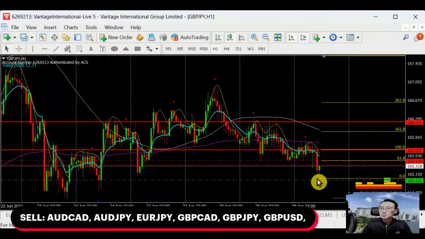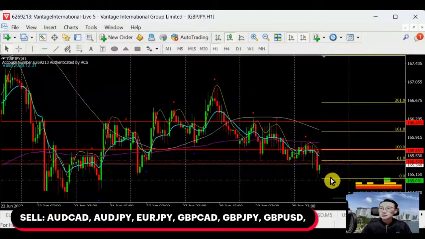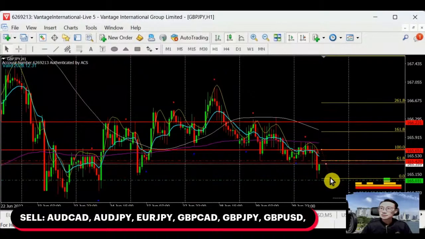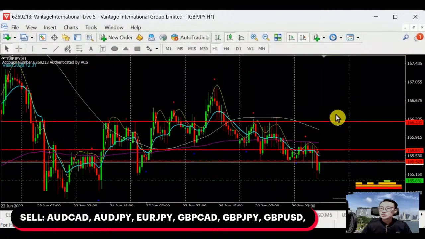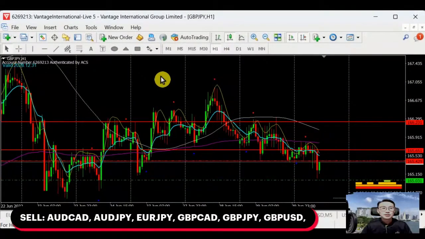This part here is a controlling candle, as what a Forex newbie shared with us earlier on. So 61.8 at this point here. Let's see if this resistance can hold.